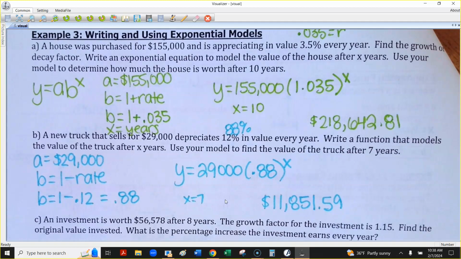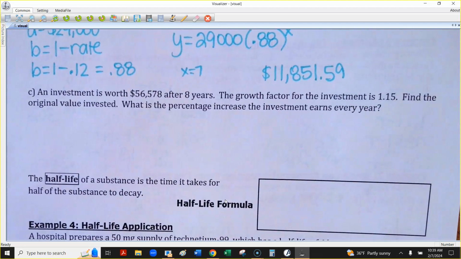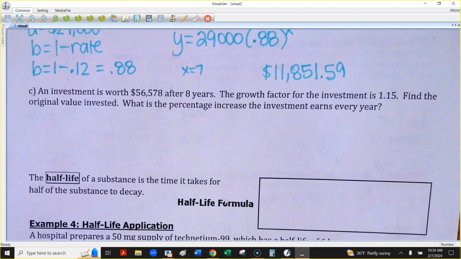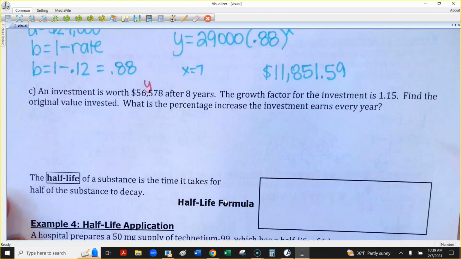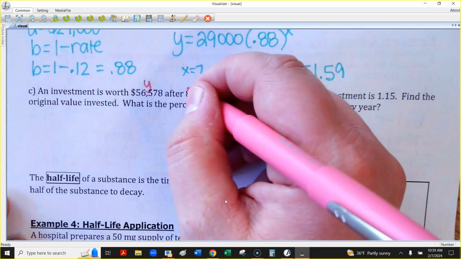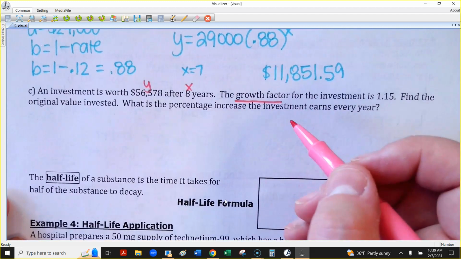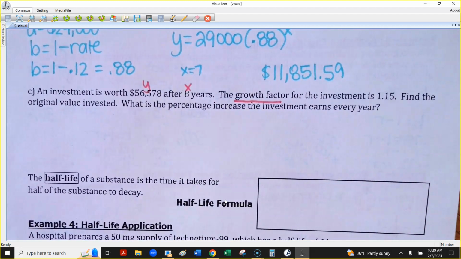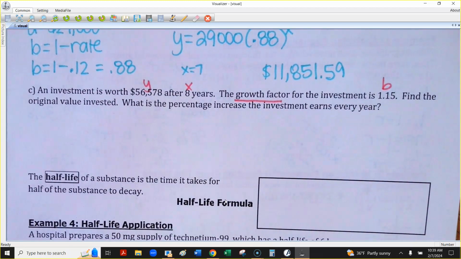Okay, now this last one's a little tricky. So this says an investment is worth, so now I know what it's worth after 8 years. 56,578. That's not the A value. This would be like Y in the problem. 8 years would be the time. That would be the X. Now, this straight up says growth factor. So if you guys remember on the front side, the B value is 1 plus the rate or 1 minus the rate. That's the growth factor or the decay factor. So they are straight up telling you that is the B value. You don't have a percentage here. You don't have to add or subtract anything. They're just straight up telling you the B value.